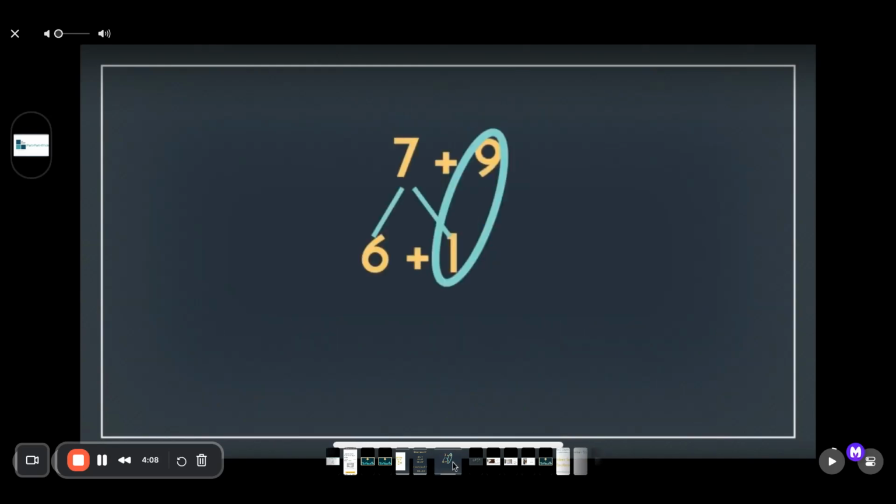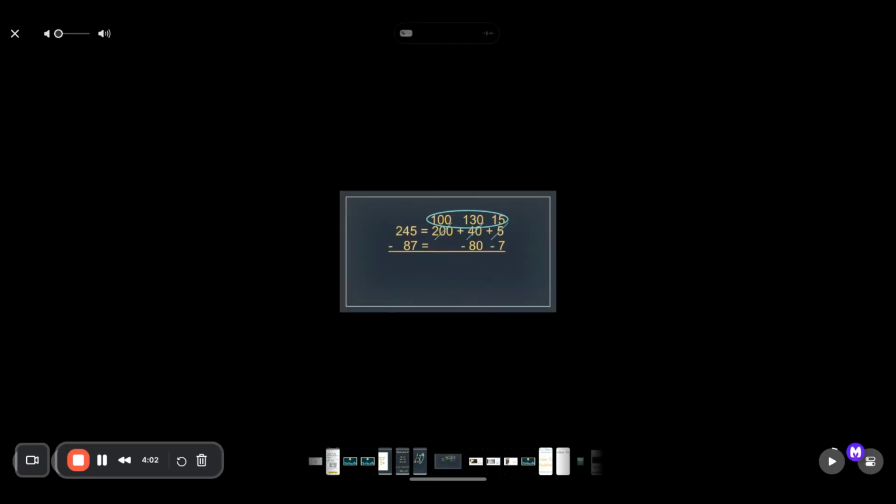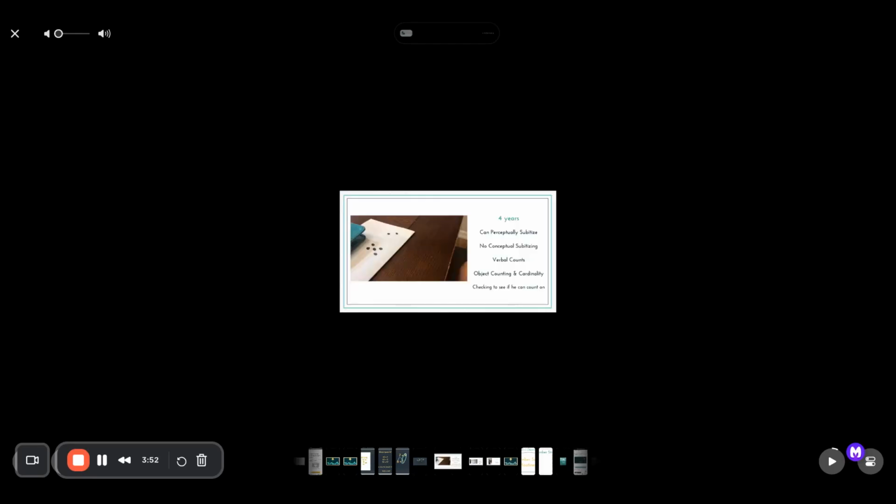Including for early number sense, you do need plus or minus 1 to make 10, and to avoid the algorithm, you need to know how to break apart a number so that you don't have to do the algorithm.